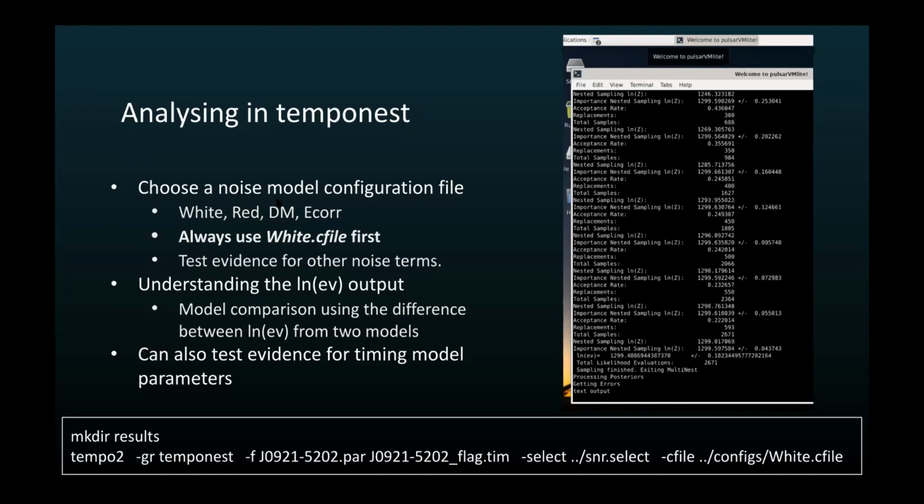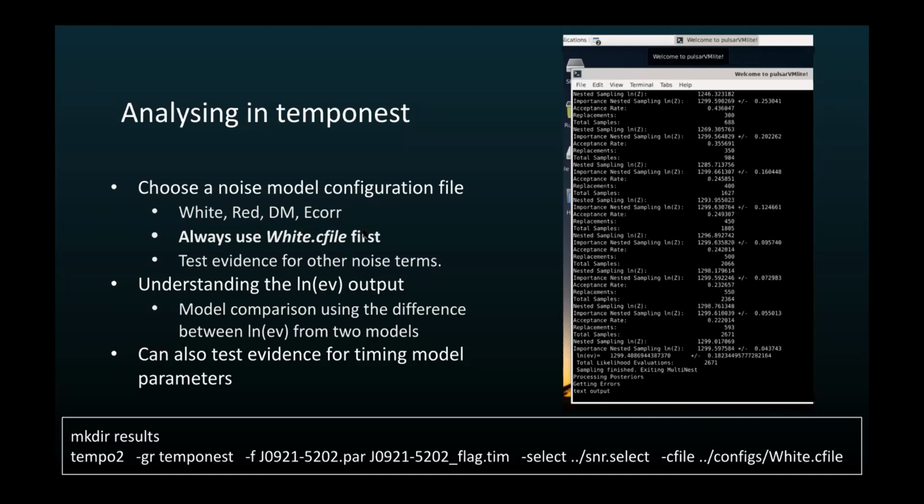There's a configuration file for dispersion measure variations, and there's a configuration file for these ECORR parameters, which is the term that's correlated amongst simultaneous observations. And there's also configuration files that have a combination of these parameters. So maybe there's one that has both red noise and DM variations, and there's one that has everything here, and so on. But the first thing to do is always run just the white noise model. This is called the white.c file. This is the first thing to run because this will be our base model.